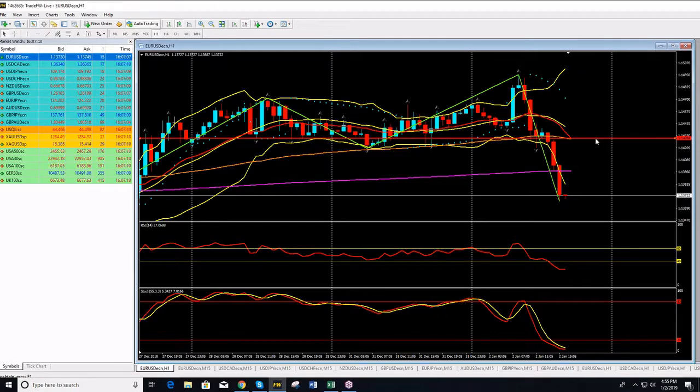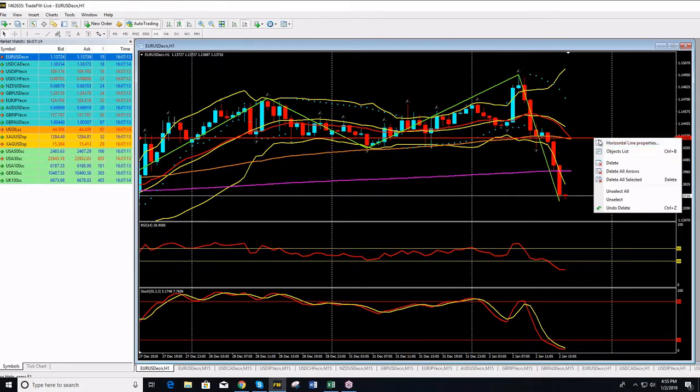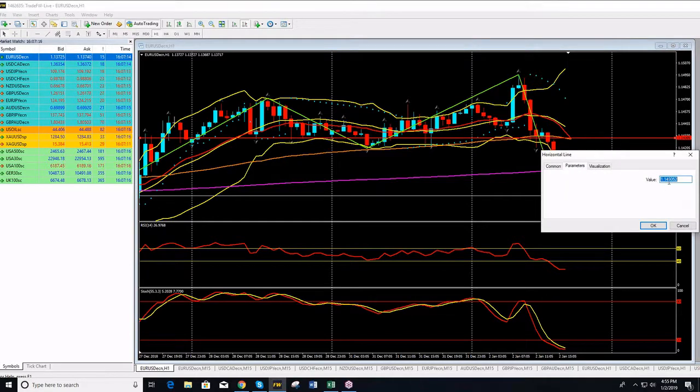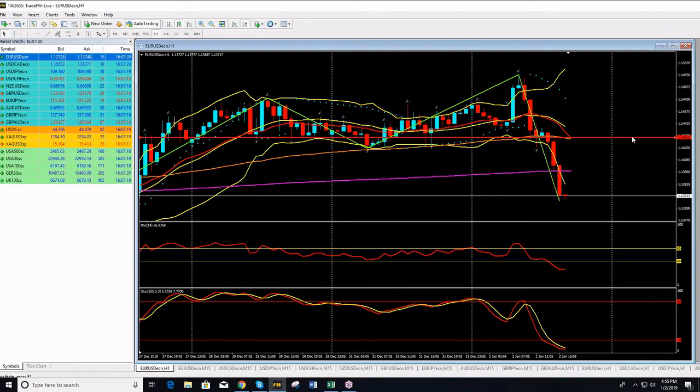The first resistance level is here, guys, at 114.31. 114.31 is my resistance level. Let me find another resistance level, which is this one. It's here, 114.41.